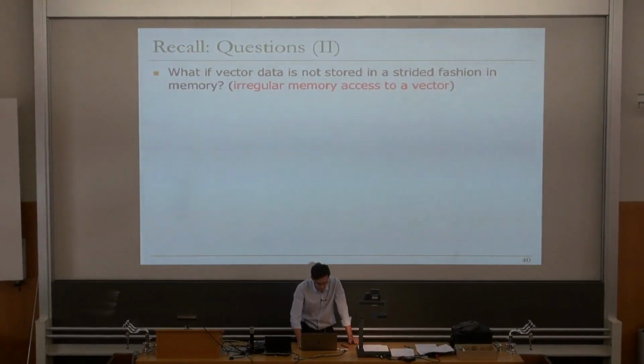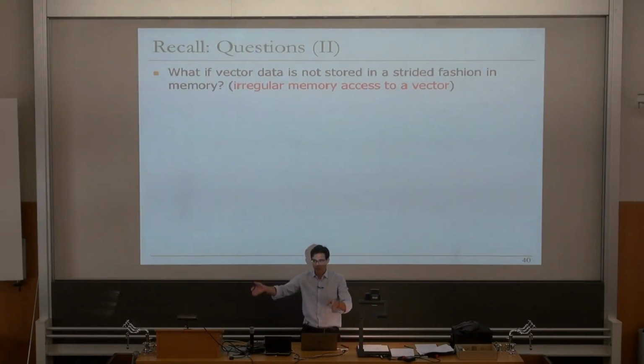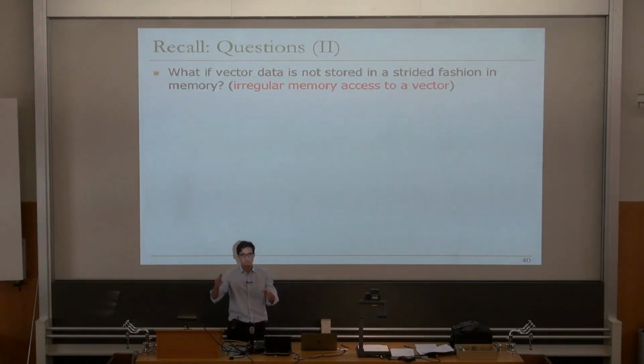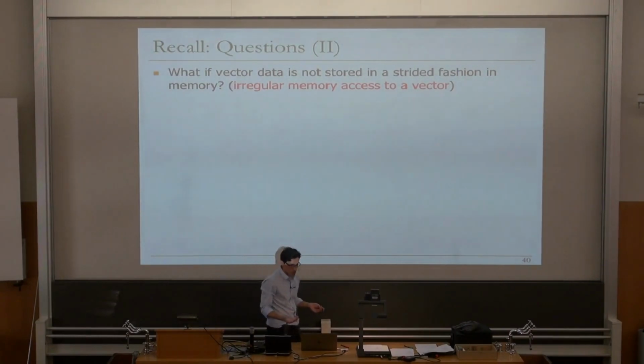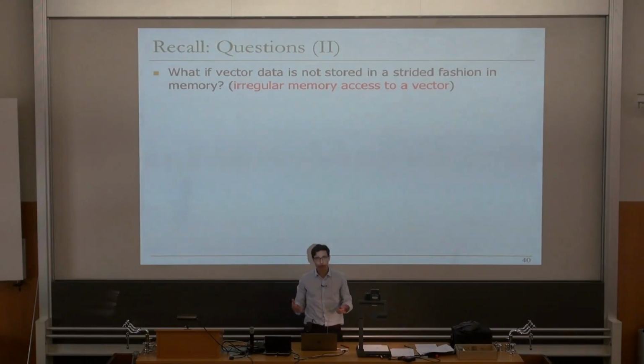And then we have a second question here. What if vector data is not stored in a structured fashion in memory? Observe that until now we have assumed that even though the data elements that we want to operate on might not be consecutively stored in memory, they are in a regular organization. They are at a certain distance, and every 2 consecutive elements are always at the same distance, that is the stride. But unfortunately, this is not something that is always going to happen.